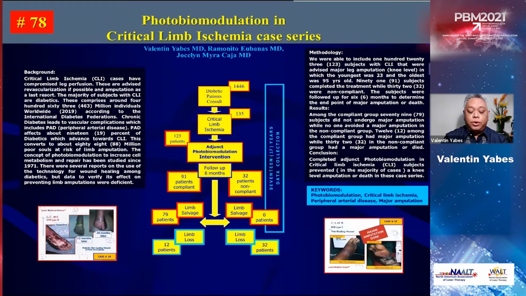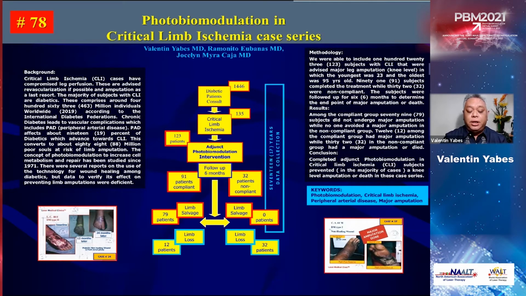The concept of photobiomodulation to increase cell metabolism and repair has been studied for some time. In fact, there were several reports on the use of the technology for wound healing among diabetics, but none on its effect on preventing limb amputations.